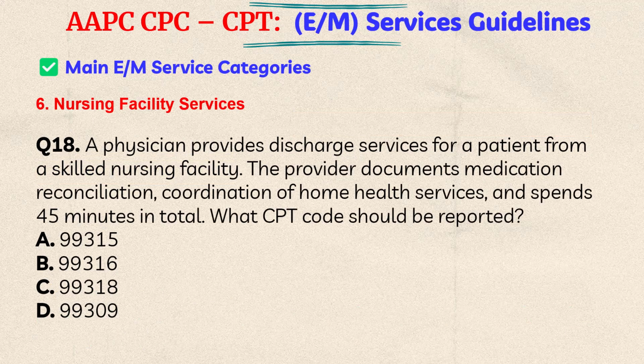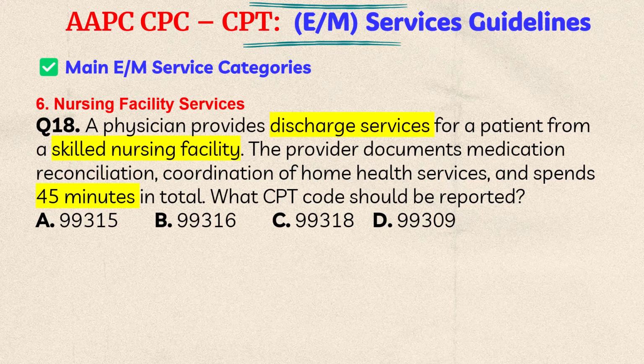Question number 18. A physician provides discharge services for a patient from a skilled nursing facility. The provider documents medication reconciliation, coordination of home health services, and spends 45 minutes in total. What CPT code should be reported? So there are 4 codes available: 99315, 99316, 99318, and 99309. So take your CPT code book and find the answer.